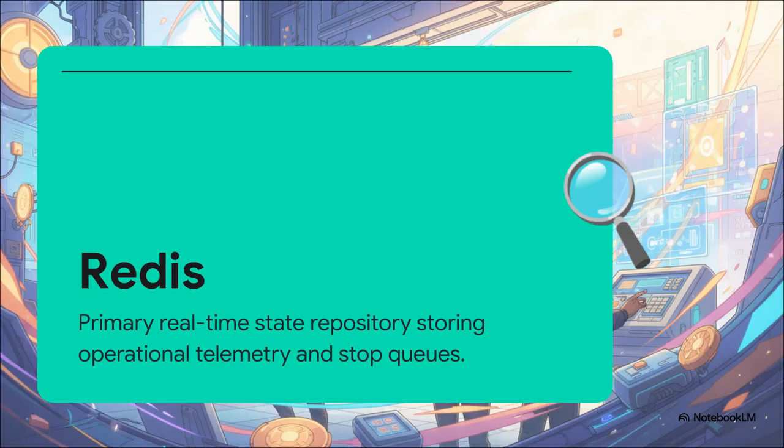First off, we rely on Redis acting like a lightning-fast, short-term memory notepad. It holds the real-time telemetry, the exact speed, the direction, and target queues of every single car. Because it stores all this data in memory, the dispatchers can access and update these states instantly, without any lag.